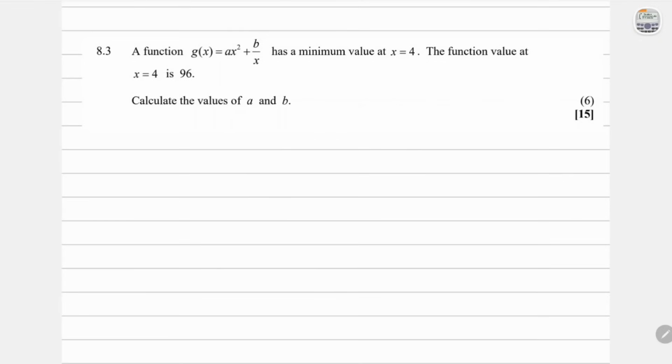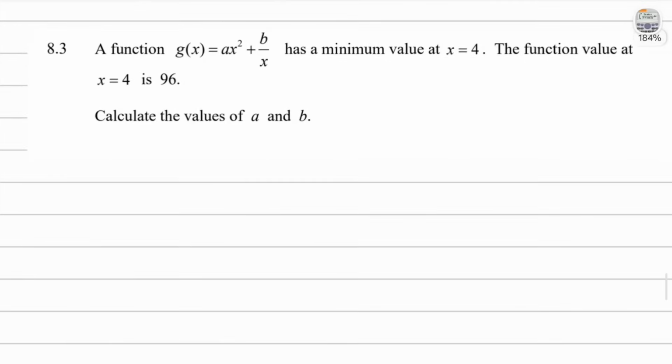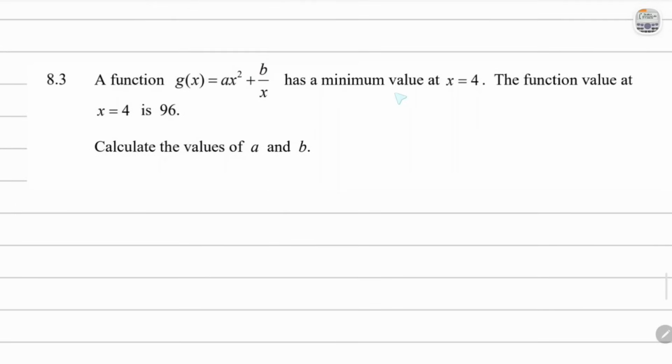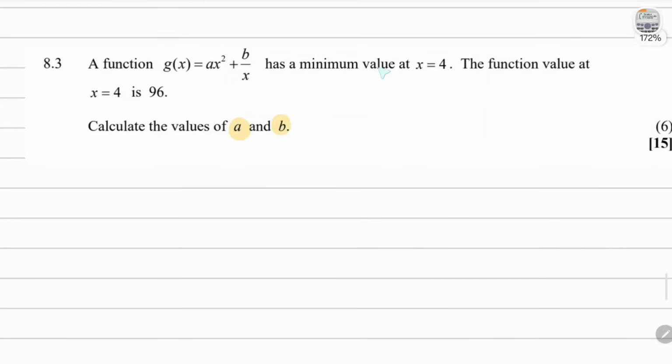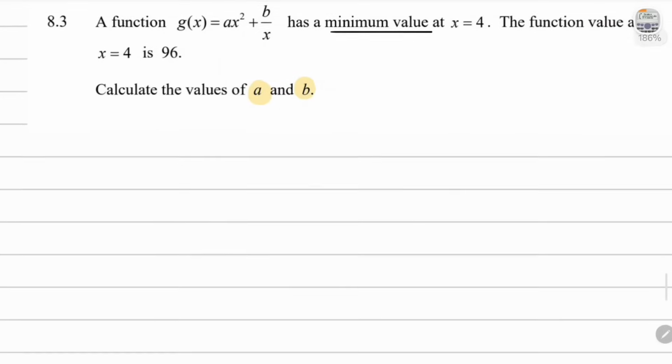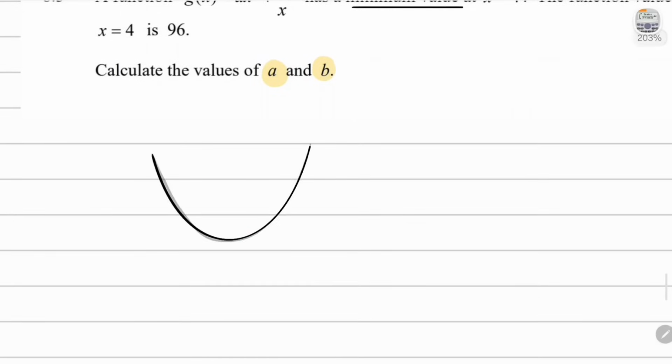Question 8.3 says a function g of x is equal to ax squared plus b over x has a minimum value at x equals 4. The function value at x is equal to 4 is 96, and we need to calculate the values of a and b. Okay, so g of x is equal to this has a minimum value. If it has a minimum value, it follows the same idea that when you have some sort of a curve, that minimum, the lowest it will reach, would be at the point where its gradient, this graph's gradient, is equal to 0. And to find the gradient of a function, you derive it.